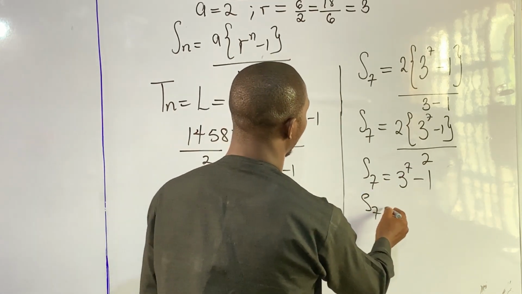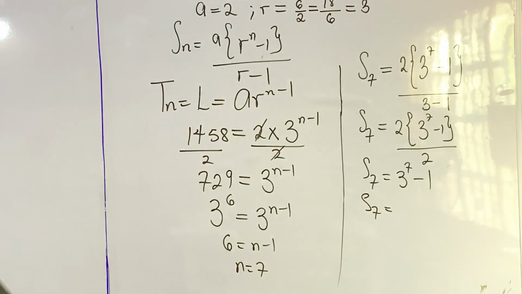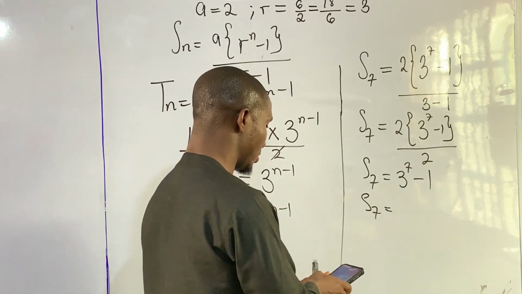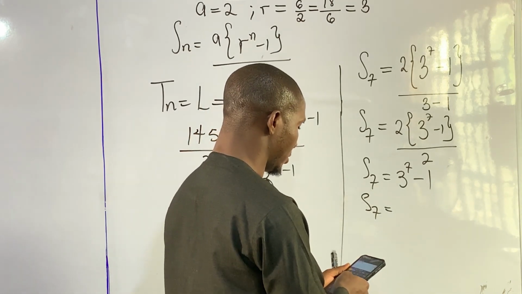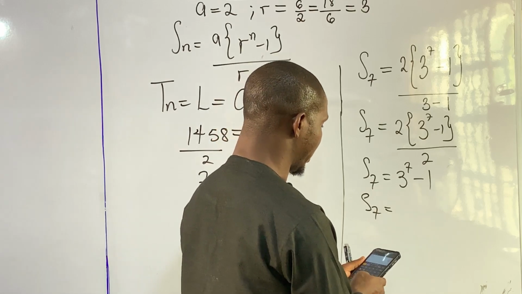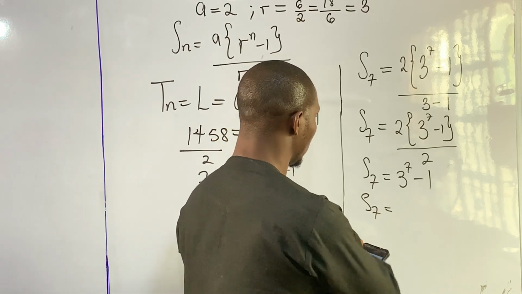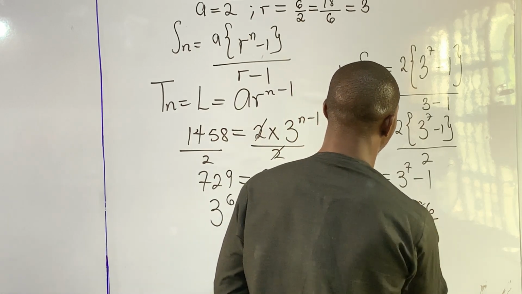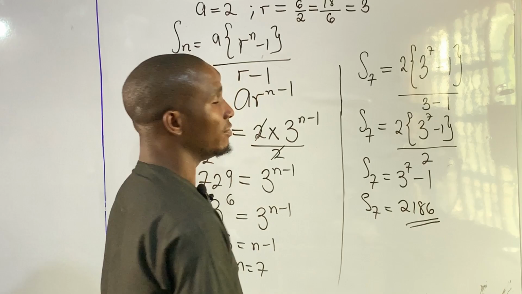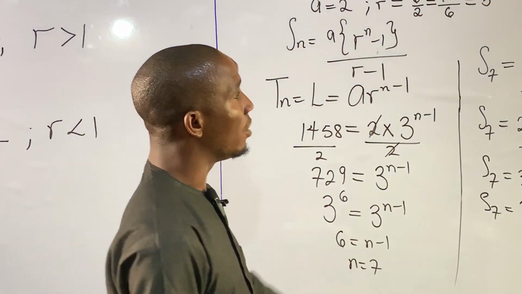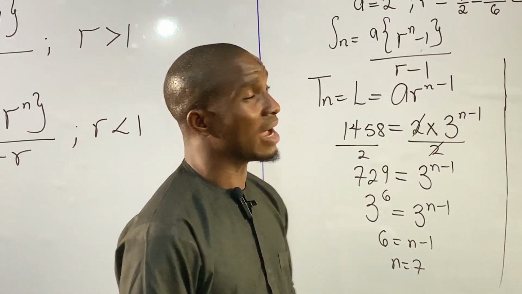With the use of our calculator, we can estimate this. 3 raised to power 7 is 2187, then minus 1 will give us 2186. So this will be the sum of the first 7 terms of the series. We are going to stop here.